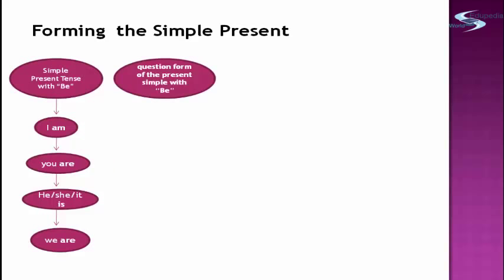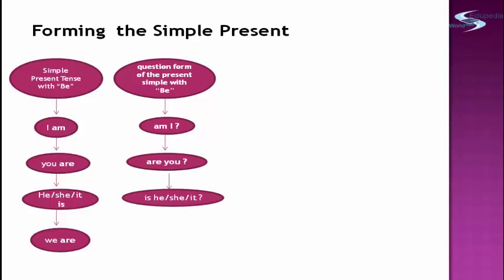In the question form of the present simple with verb to be: first person, am I? Second person, are you? Third person, is he, she, it? Third person plural, are we, they? If you notice, the verb to be comes first in the question form.